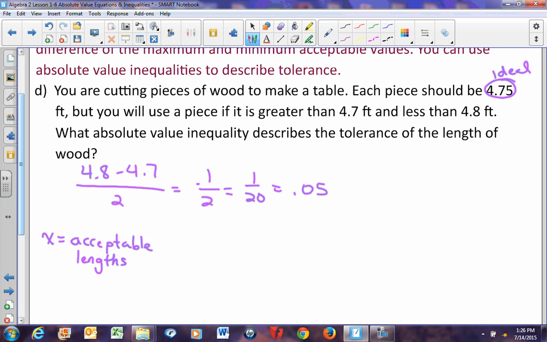So I know that if I take my acceptable length and subtract 4.75, my ideal length, the absolute value of that has got to be less than 0.05. And that is your inequality that describes the tolerance. My acceptable lengths minus my ideal lengths in an absolute value, which means it's always going to be positive, has got to be less than 0.05. Take a look at another one.